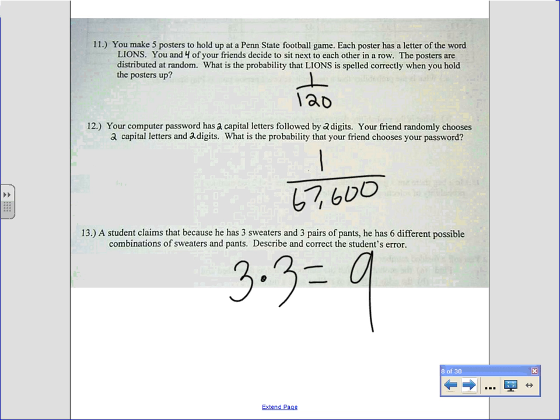Camille. 11? Okay, so Miss Wingrove and I, when we go to football games at Penn State, we like to sit there with our friends and hold signs up that spell Lions. I never really did that, did you? Okay, but let's pretend like we did when we went to Penn State football games.